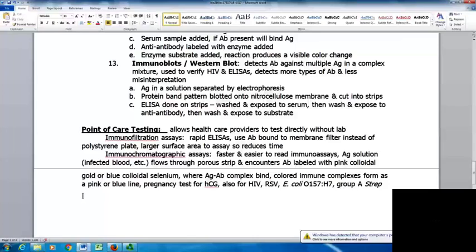So this is what's done with pregnancy tests. It's looking for HCG in the urine. These can also be done for HIV, RSV, E. coli O157:H7, and group A strep.